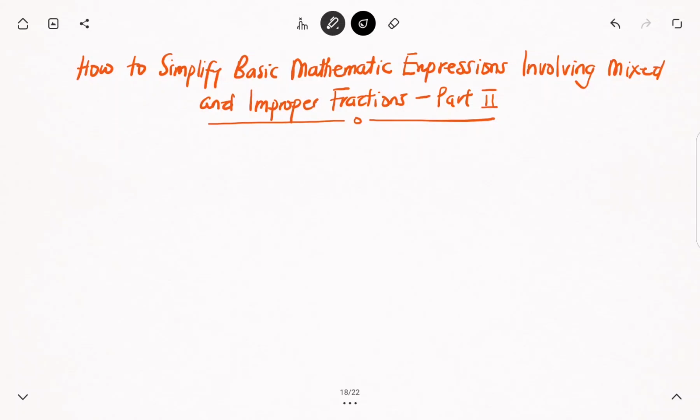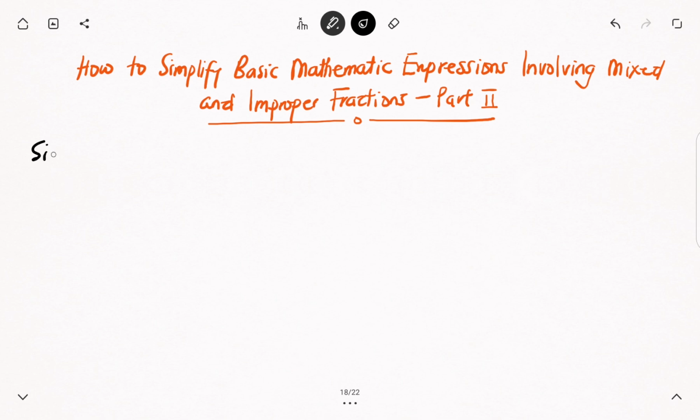In today's video, we want to look at how to simplify basic mathematics expressions involving mixed and improper fractions. This is part 2 of this particular series. Alright, let's start by looking at an example.